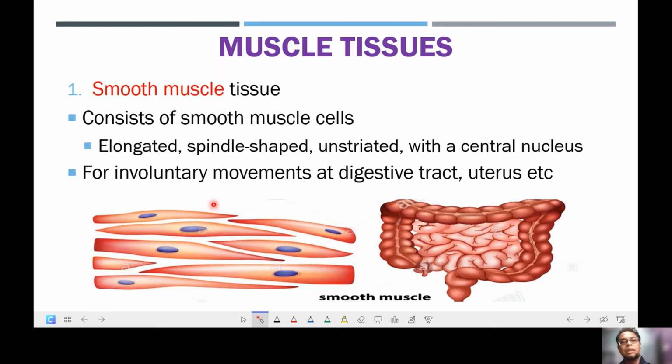This smooth muscle tissue will be very important for the involuntary movement at the digestive tract, such as this intestine or even the esophagus and even the uterus for the females.